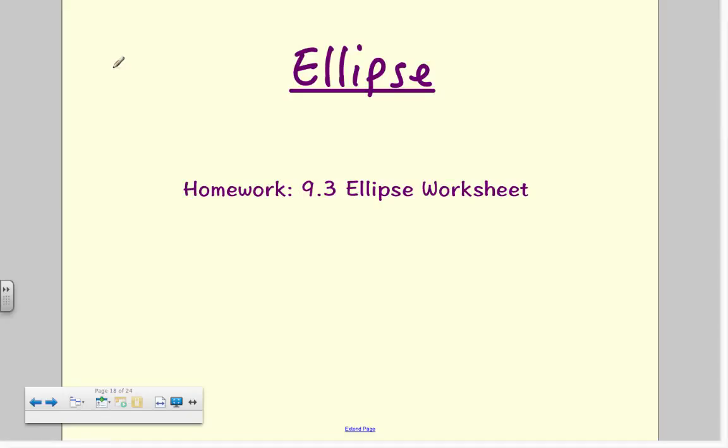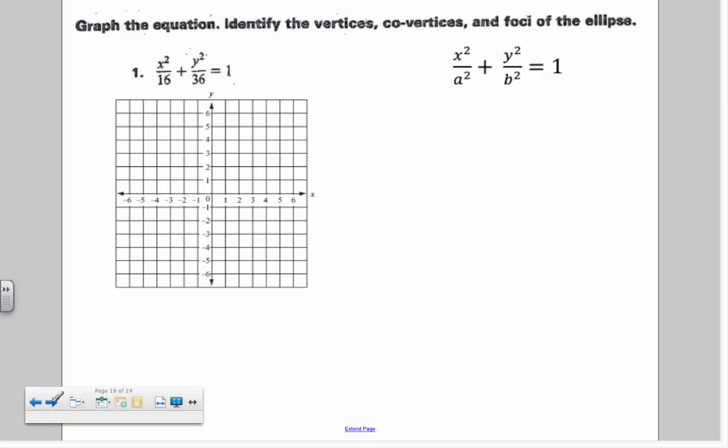Hi, today we're talking about ellipses. This is from your ellipse worksheet 9.3. Let's start with number 1. It says graph the equation, identify the vertices, covertices, and the foci of the ellipse.